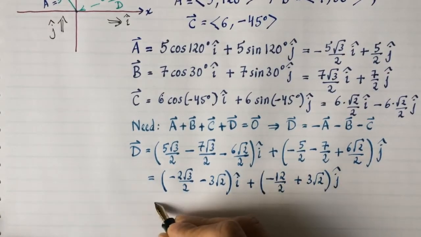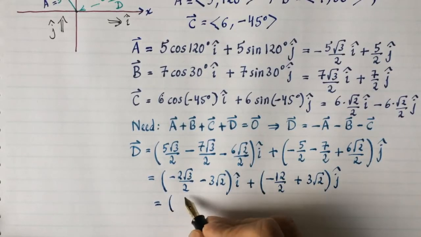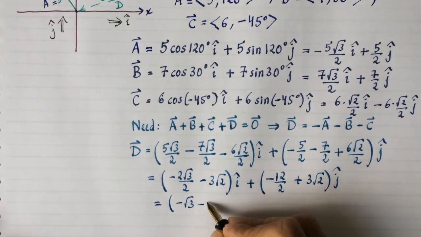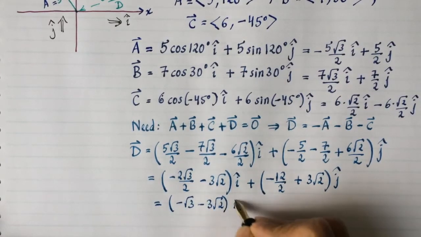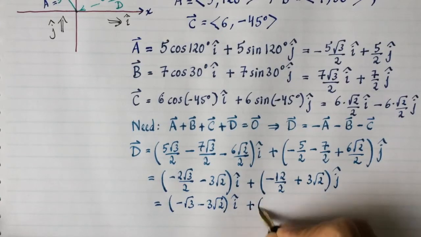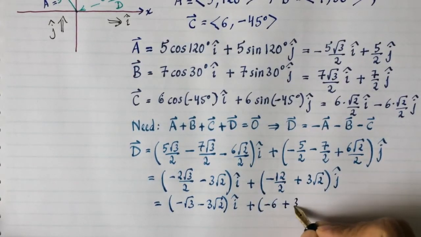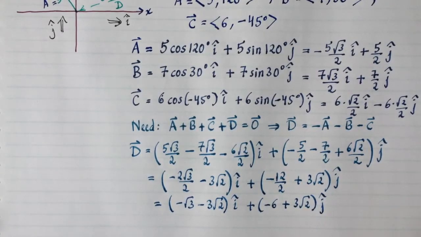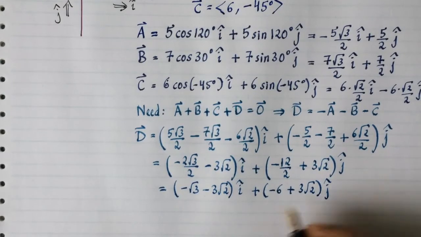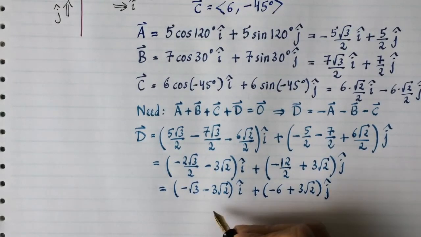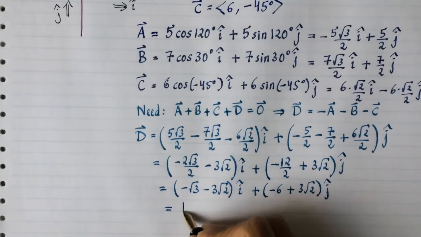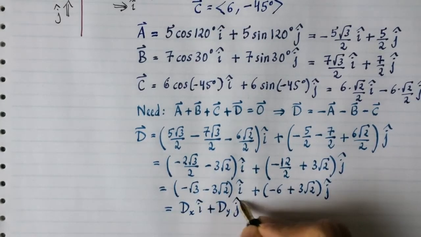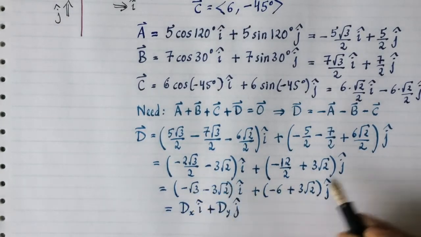Okay, couple more steps, I guess. 2 and 2 cancel out, so I get negative root 3 minus 3 root 2 i hat, and this is negative 6 plus 3 root 2 j hat. Well, at this point I'll just stop trying to calculate in my head, and I'll just call it d sub x i hat plus d sub y j hat, where d sub x is this parenthesis and d sub y is that parenthesis.